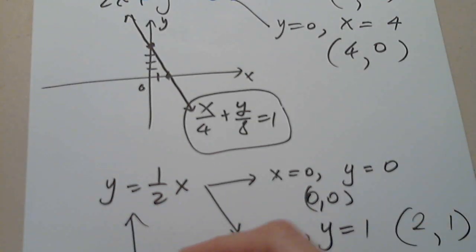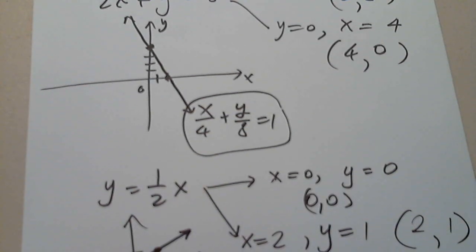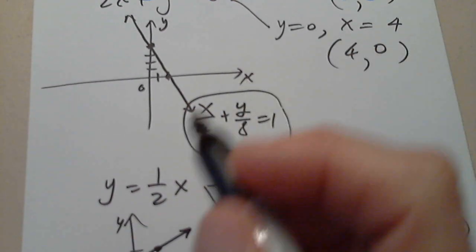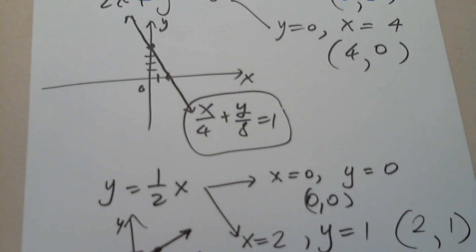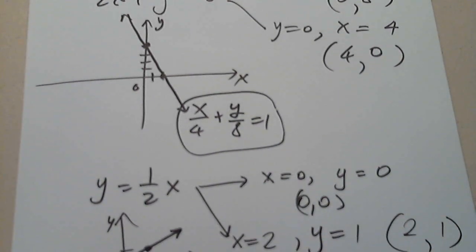I plot (0, 0). I plot (2, 1). Connect and extend the line. This is the graph of this line, y equals 1/2 x. An equation like this is even easier than the regular equation in which I have to determine x and y intercepts. Good. Moving on.